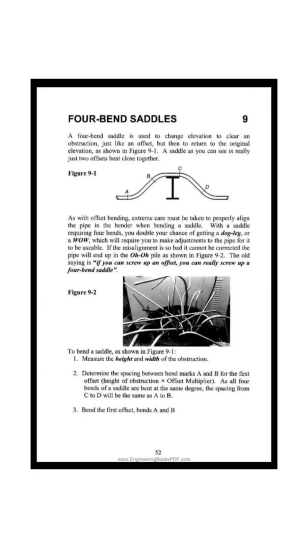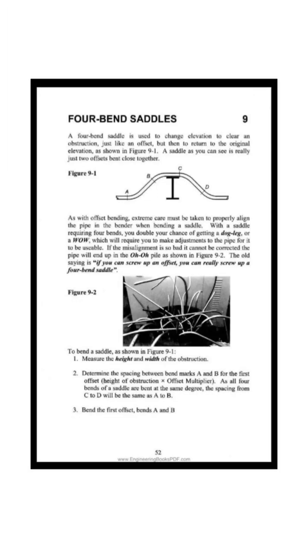4 bend saddles. 9. A 4 bend saddle is used to change elevation to clear an obstruction, just like an offset, but then to return to the original elevation, as shown in figure 9-1. A saddle, as you can see, is really just 2 offsets bent close together.